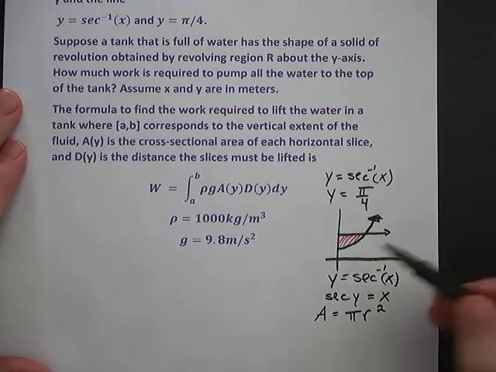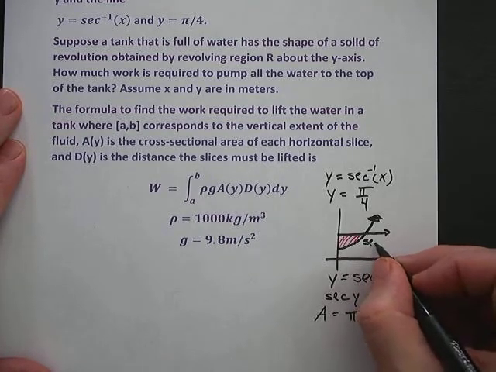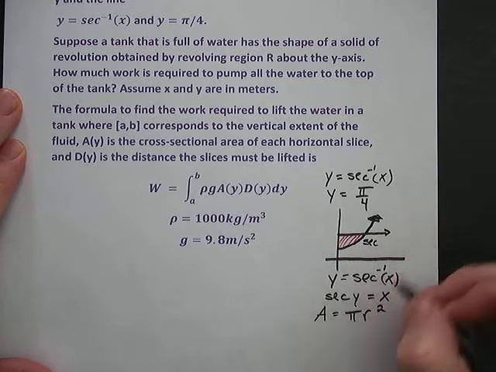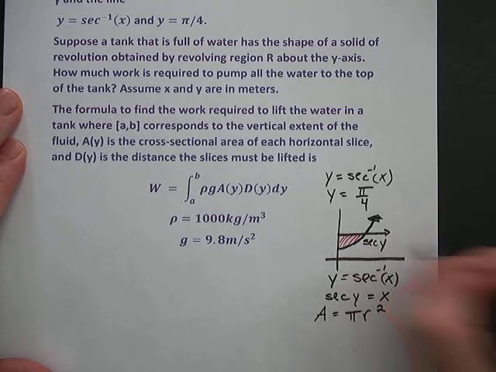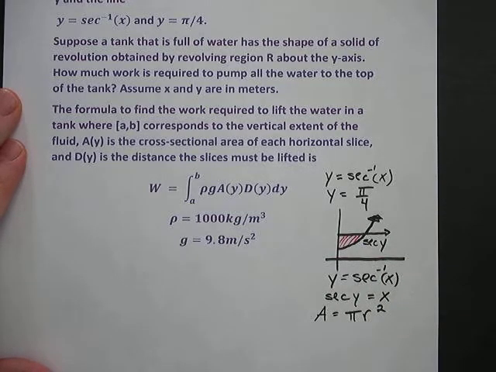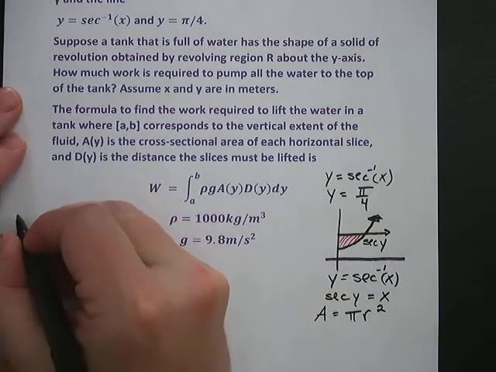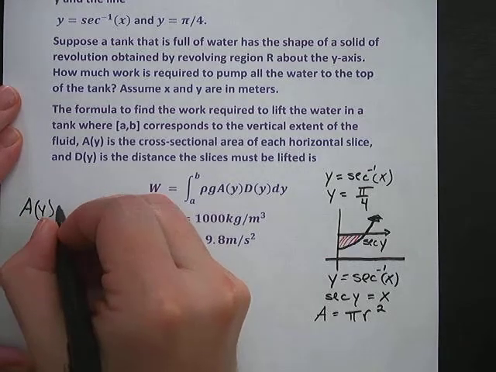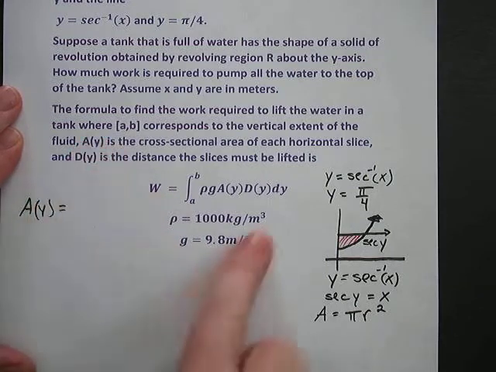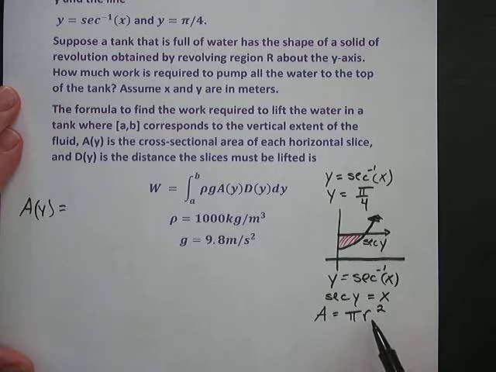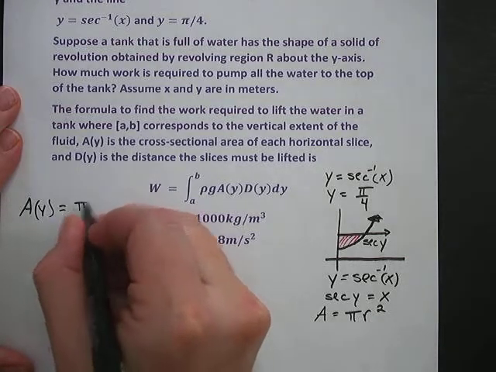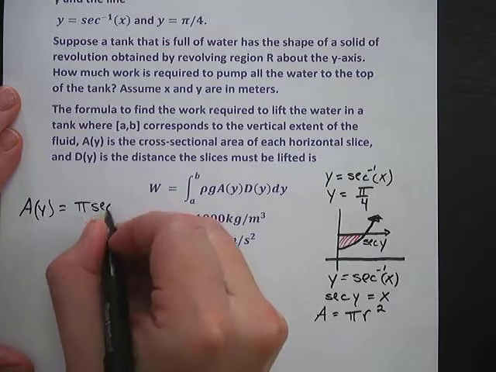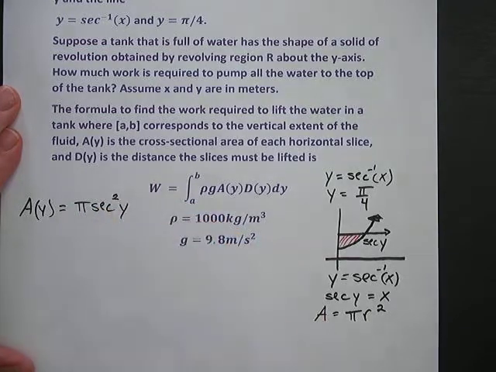So the distance is obviously going to be this inverse secant function, or actually it is a secant function now that we've solved it for y, so secant y. Using that, I can say that A of y, in this formula here, is going to be equal to pi r squared, where r is secant. So we replace the r with secant, and we get pi times secant squared y. So that's the A of y that goes in here.